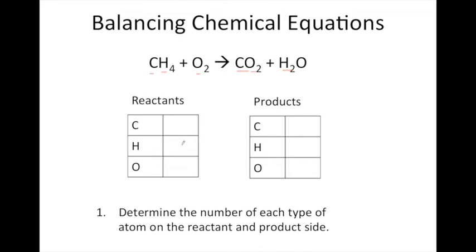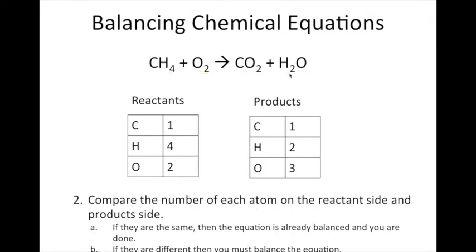Now I need to figure out how many of each atom I have. So I count them up, and you can see that here we have 1 carbon, we have 4 hydrogens, and 2 oxygens. So 1, 4, and 2, that's the number of each atom. On the product side, I have 1 carbon, I have 2 oxygens here, and 1 here. So I have a total of 3 oxygens. They don't all have to be in the same compound. We're just counting up the total oxygen atoms on the product side. So we have 3, and we have 2 hydrogens.